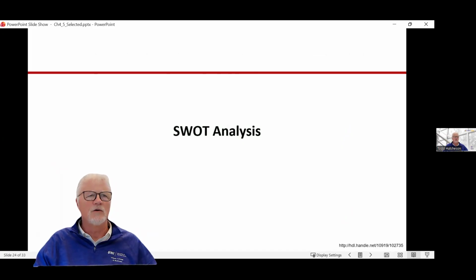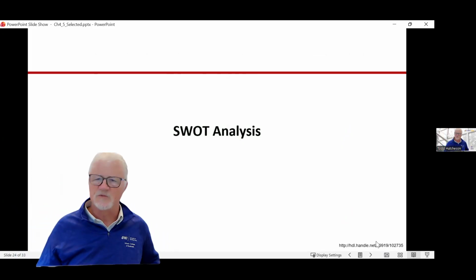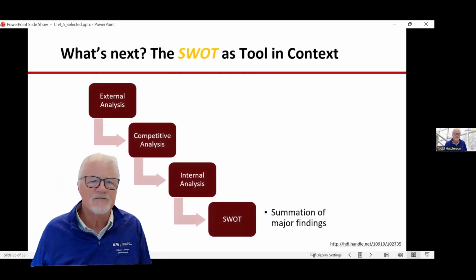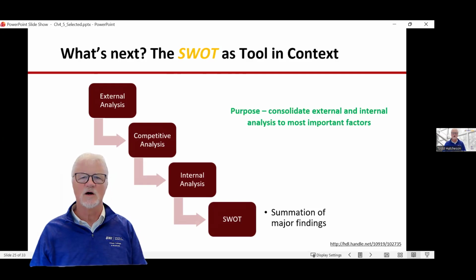But then how are we going to put this together with our external environment to think about how we're going to create strategies that give us the most bang for our buck? So a tool that we use is the SWOT analysis. You've probably seen it in other classes before. In fact, I'm sure most of you have. Basically, we're taking our external competitive analysis and our internal analysis, and we're summing it up and creating an overall summation of our major findings in the SWOT analysis.